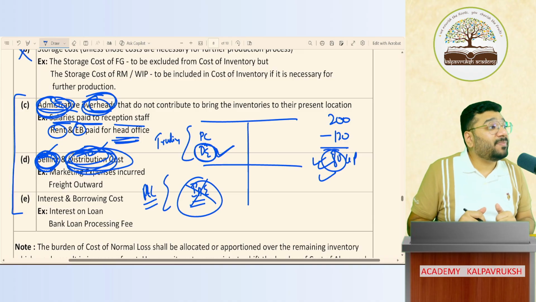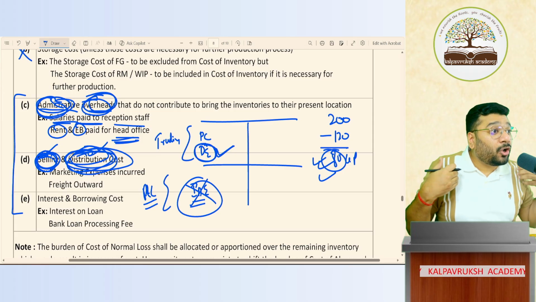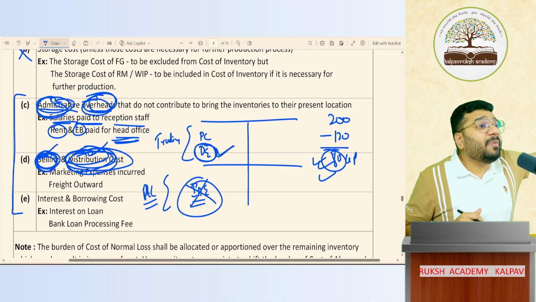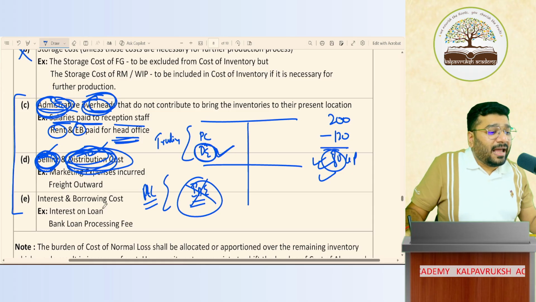Once the product is purchased by the customer, for the delivery of the product, the cost I incur is called distribution cost. Got it? Not got it? This will not be a part of your cost of inventory. Clear or not clear? Last one.